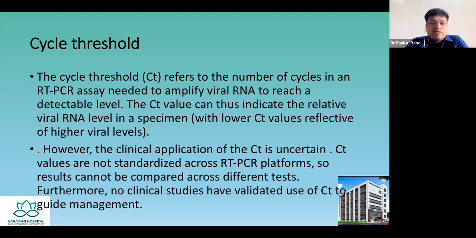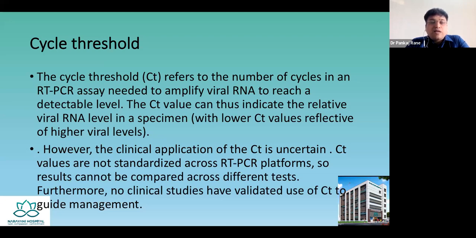म्हणजे त्याचा अर्थ की CT value can thus indicate the relative viral RNA level in a specimen. त्या स्पेसिमेन मध्ये व्हायरल आरएनएची लेवल जर जास्त असेल, तो कदाचित सुरुवातीला 10व्या 15व्या सायकललाच पॉझिटिव्ह, म्हणजे 15व्या सायकलला पॉझिटिव्ह, म्हणजे व्हायरल आरएनए लोड जास्त, असा इनडायरेक्ट आपण इन्फरन्स काढू शकतो. पण this clinical application of this CT value is really uncertain.